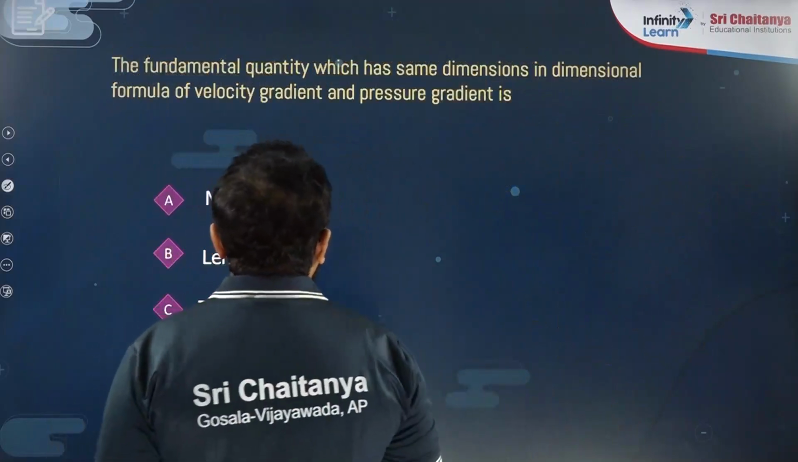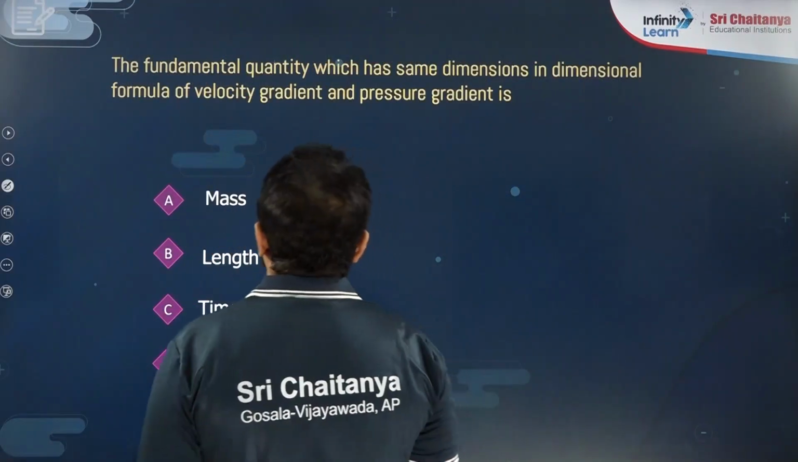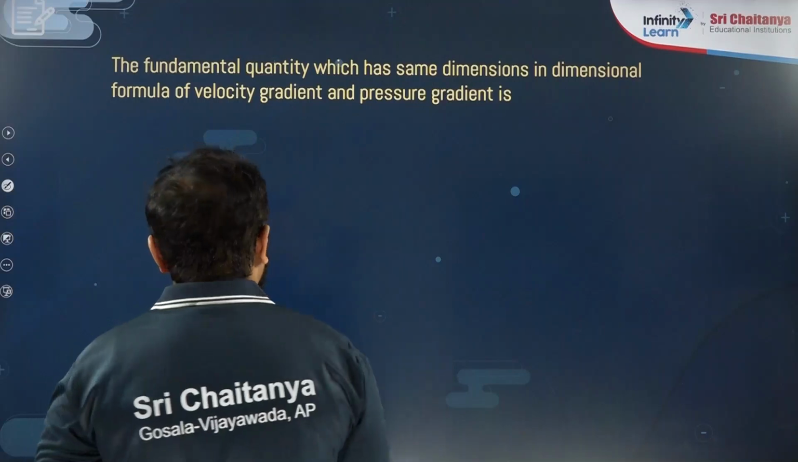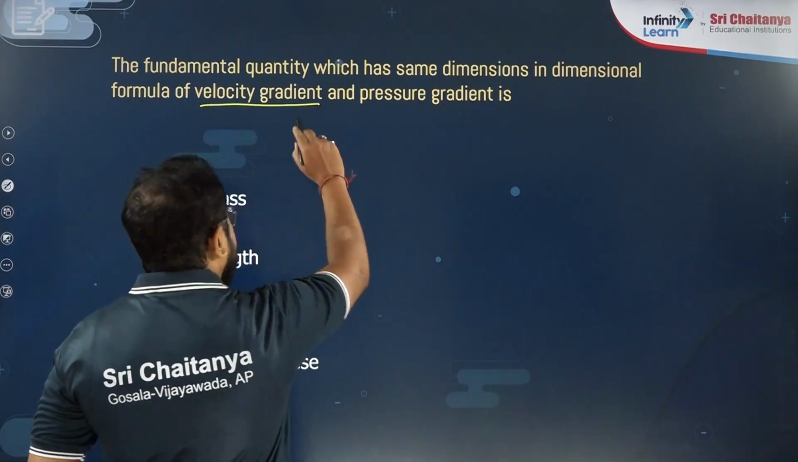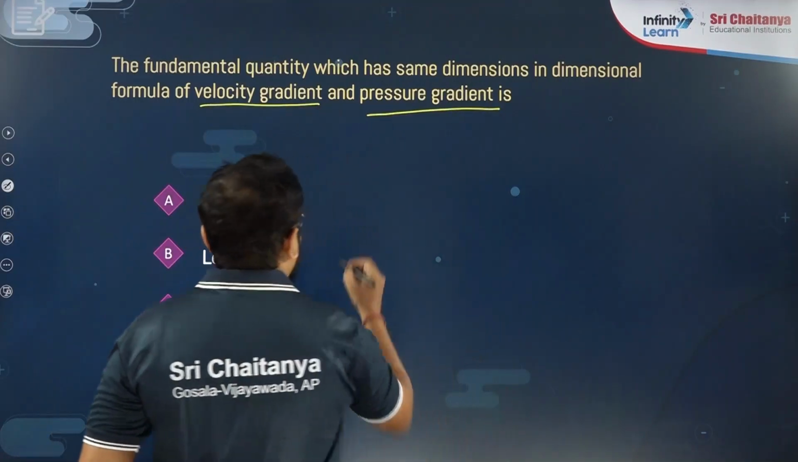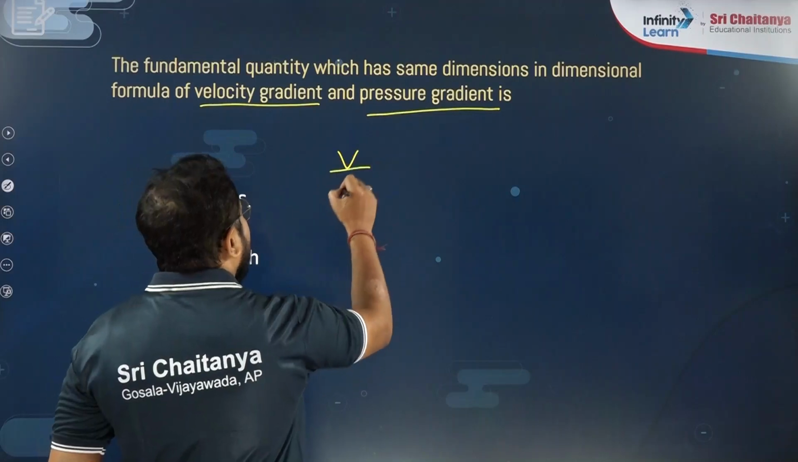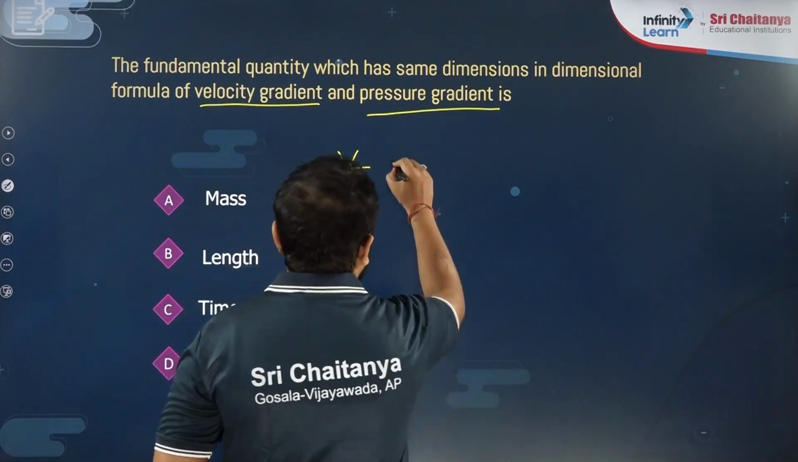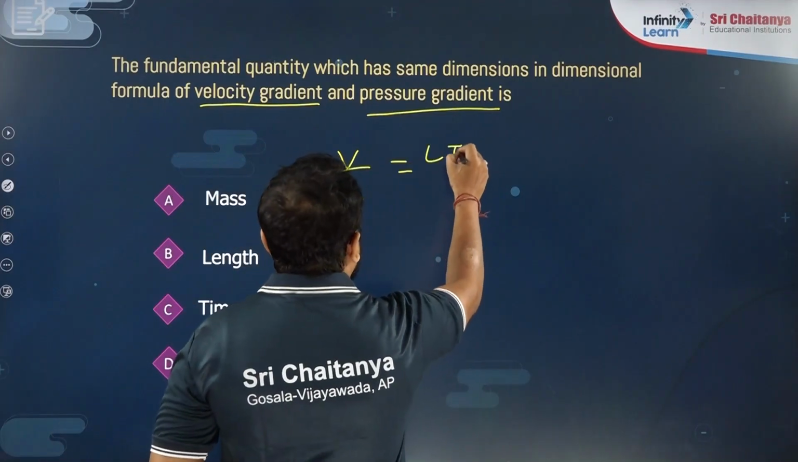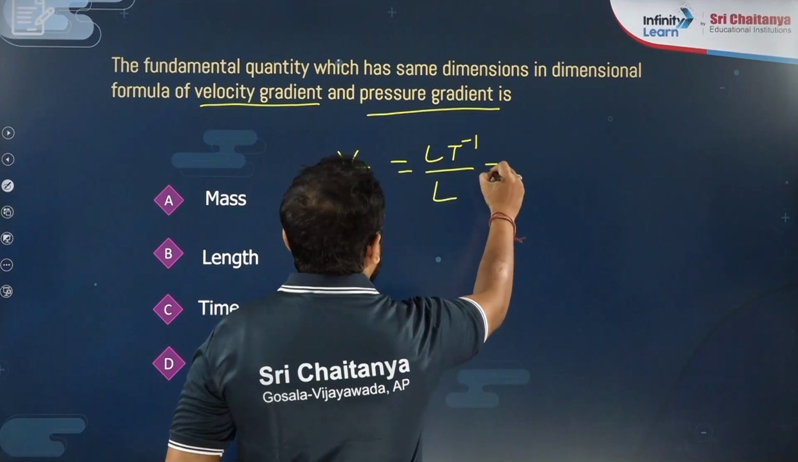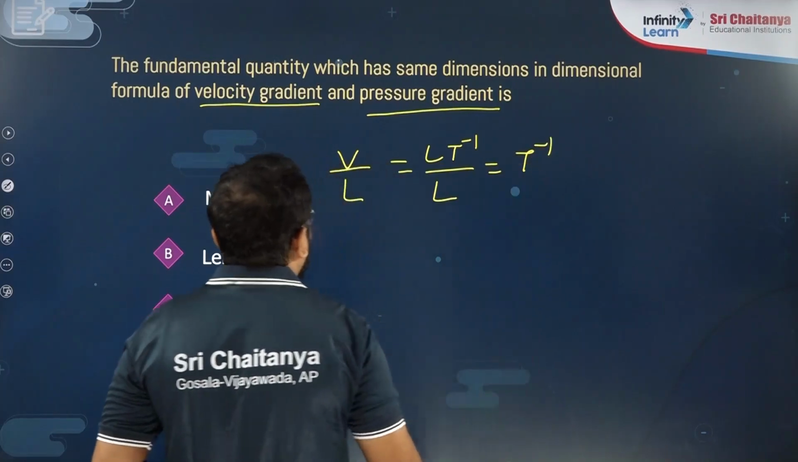Now, which fundamental quantity has the same dimensions in the dimension formula: velocity gradient and pressure gradient? What is velocity gradient? Velocity divided by length. That is velocity gradient. So what is the dimension of this? LT minus 1 divided by L, so it will be T minus 1.